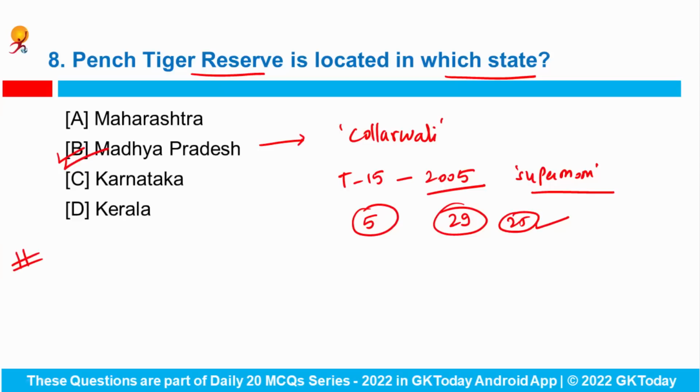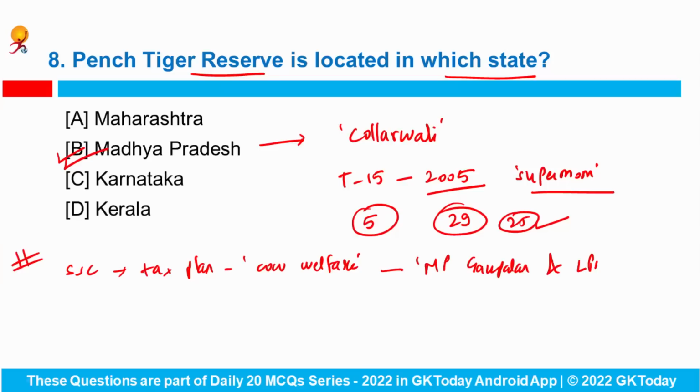Okay. Now apart from it, talking about Madhya Pradesh, recently the Chief Minister Shivraj Singh Chauhan has decided to set up a tax plan for cow welfare in the state. And he announced this during a review meeting of Madhya Pradesh Gau Palan and Livestock Promotion Board. So the government is planning to impose a surcharge on products such as liquor and services provided by the local bodies to generate nearly 100 crore rupees to meet the expenses of cow shelters.